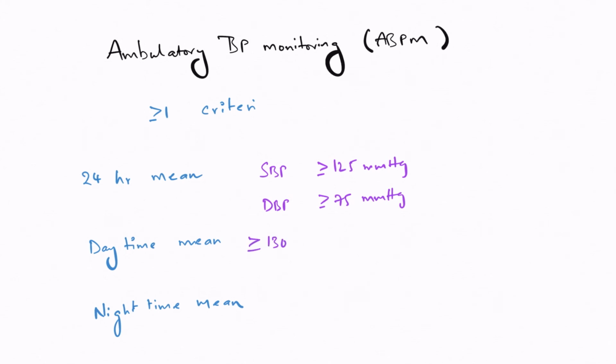In the daytime, systolic more than 130 or diastolic more than 80 is considered. In the night time, systolic more than 110 and diastolic more than 65 is considered. Any one of these criteria can be considered as hypertension.